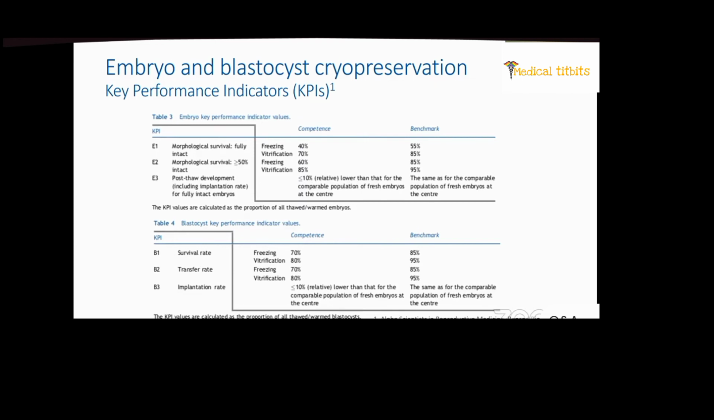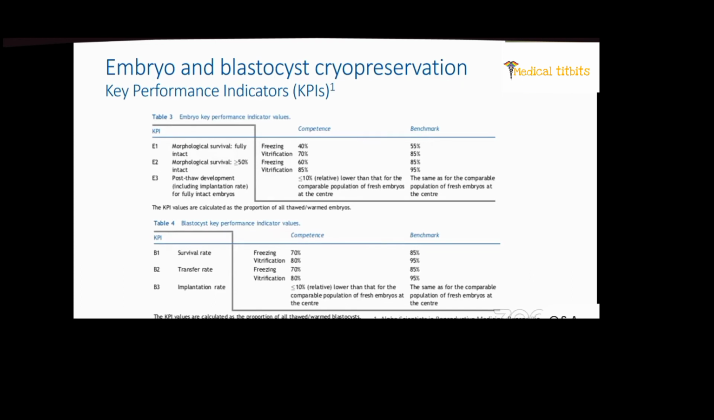Overall, for the cleavage stage, it was the consensus that the benchmark for the rate of embryo development should be the same as for the comparable population of fresh embryos at the clinic, and the implantation rate should be no more than 10 to 30% relatively lower than the comparable population of fresh embryos at the center.